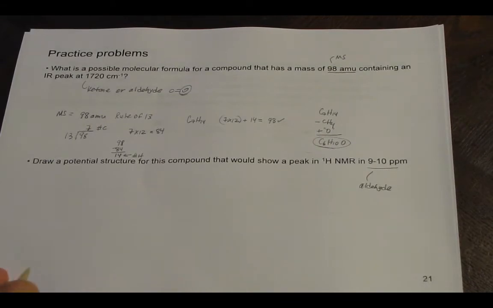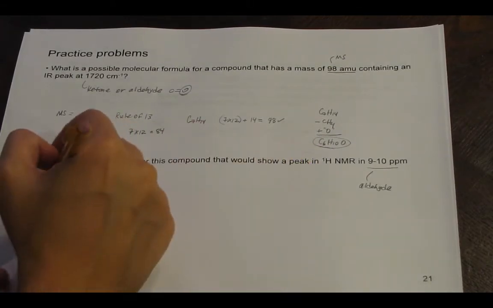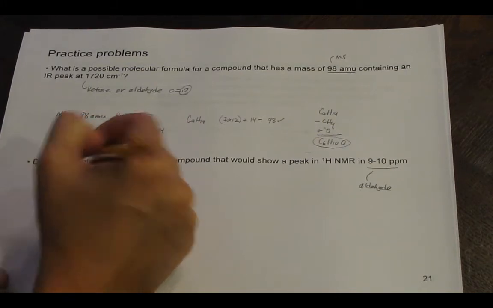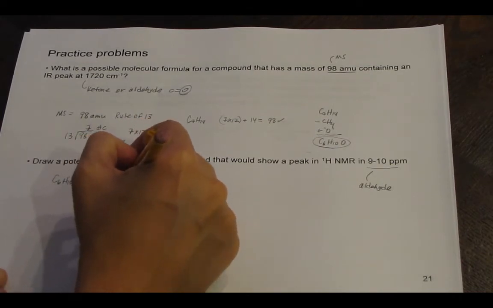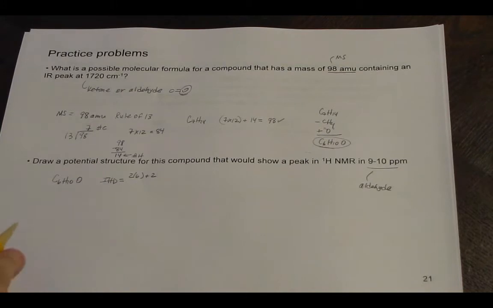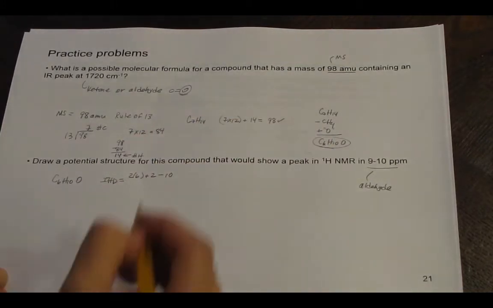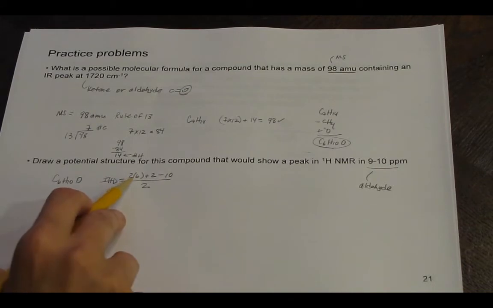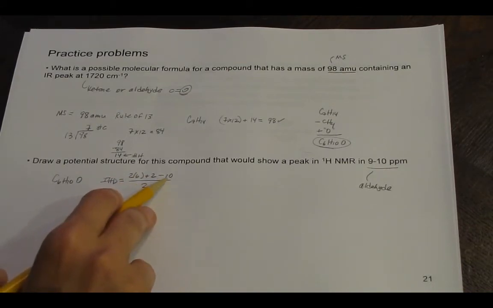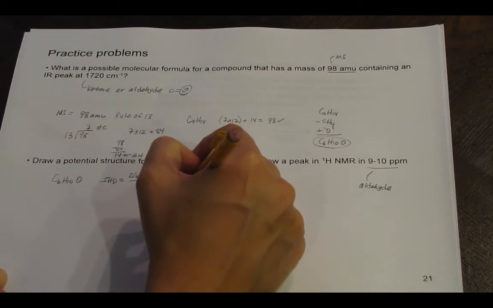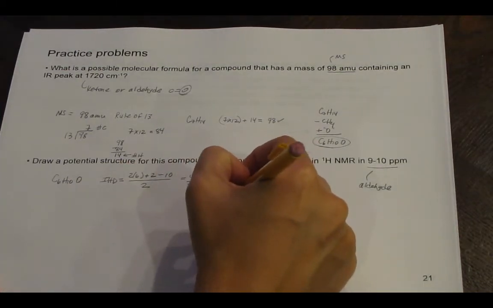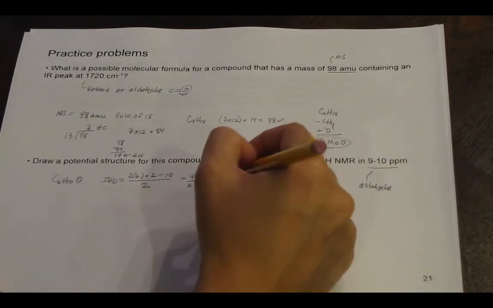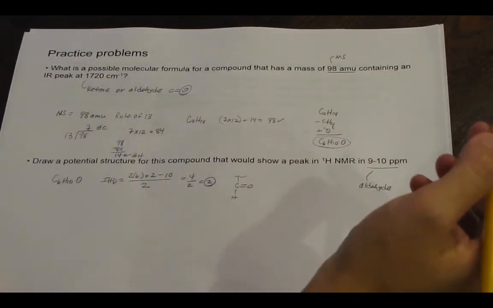Before you start drawing a structure, the first thing you should do when you have a formula is calculate IHD, which tells us the number of unsaturations. And so the IHD is 2N plus 2 minus the number of hydrogens, which is 10, divided by 2, so that's 12, 13, 14, minus 10 is 4 over 2, which is 2 unsaturations. Okay, so that means that our aldehyde is 1 unsaturation, and so the other unsaturation could be a double bond or it could be a ring.